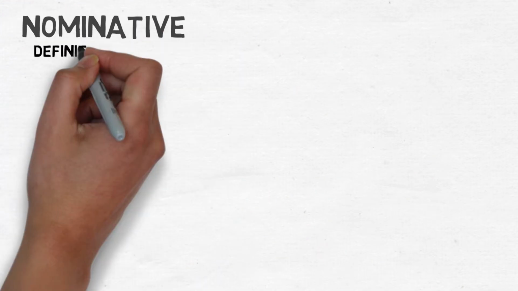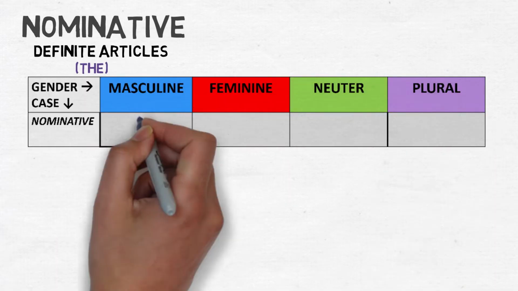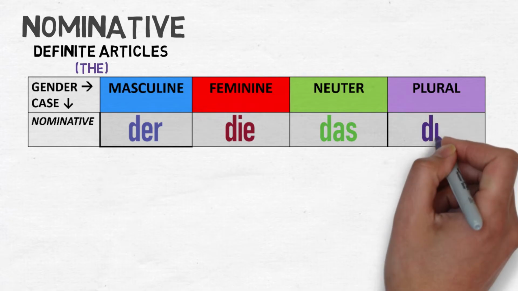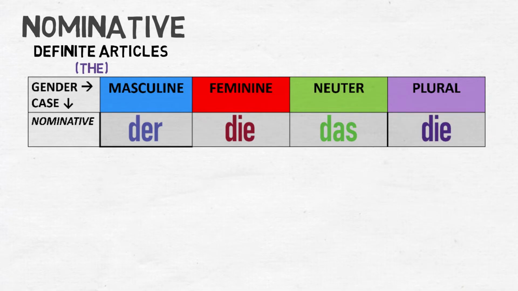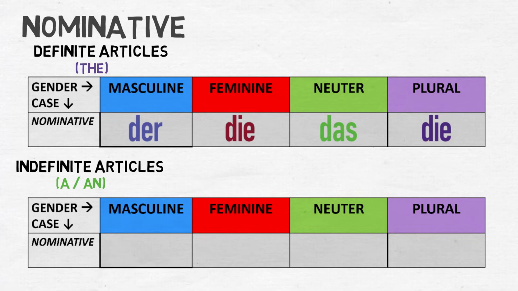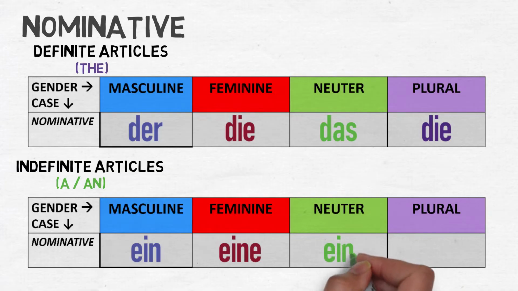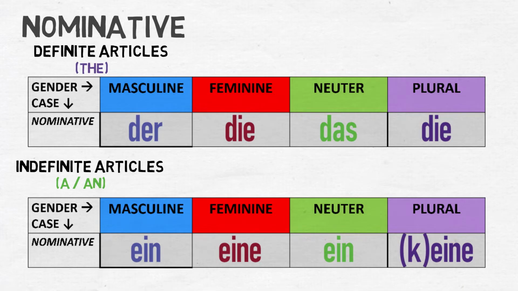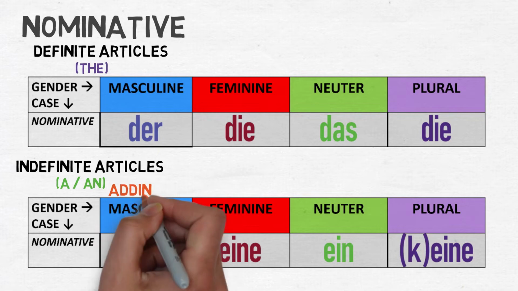In the nominative case, the definite articles in German are der for masculine nouns, die for feminine nouns, das for neuter nouns, die for plural nouns. And the indefinite articles are ein for masculine nouns, eine for feminine nouns, ein for neuter nouns, and we say keine for plural nouns. Adding a k to the front of an indefinite article negates the meaning.